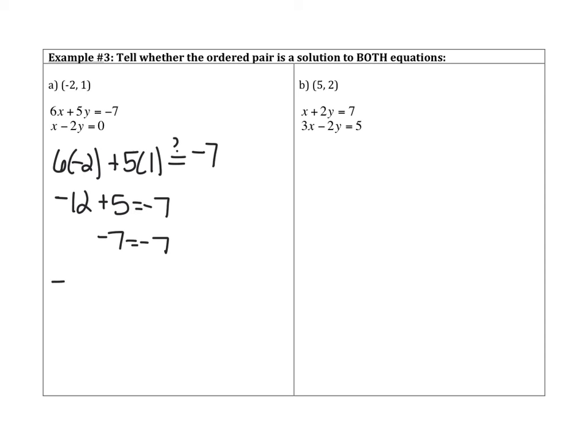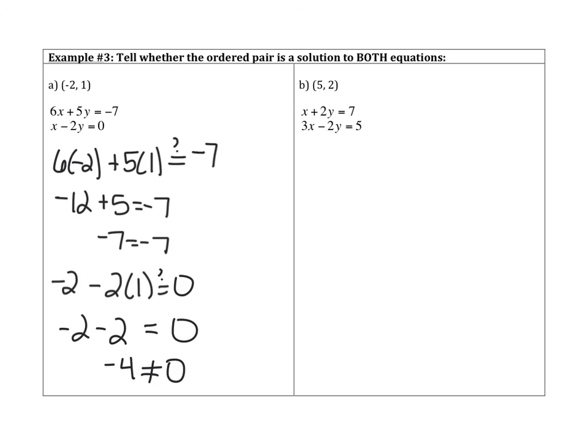So we're going to put -2 in for x minus 2 times 1. I got that from our second equation right here. We're going to check, is that equal to 0? So we have -2 minus 2, and that is actually equal to -4, which is not equal to 0. So therefore, the answer is no. (-2, 1) is not a solution to this system of equations because it did not work in both equations. Just because it worked in the first equation doesn't mean it's necessarily going to work in the second equation. You have to check both.